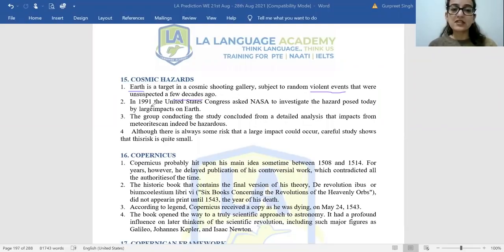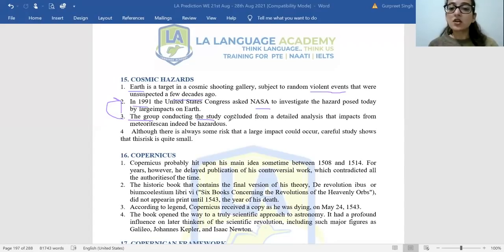Then we say, in 1991, the United States Congress asked NASA to investigate the hazard posed today by large impacts on Earth. The group conducting the study. The group, which group? The study, which study? That is why the sentence in 1991 comes first, because it is answering the group and the study. The group is the group of NASA, which was asked to investigate something. The study is what they were investigating.